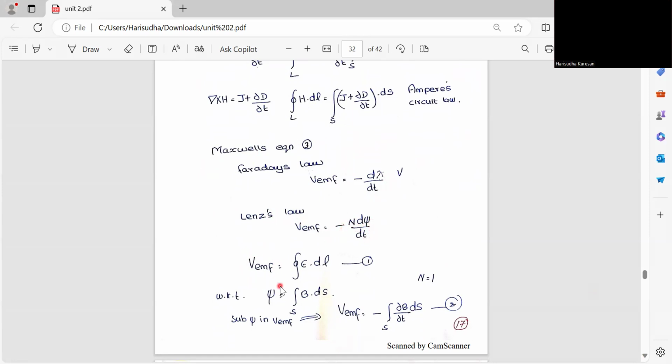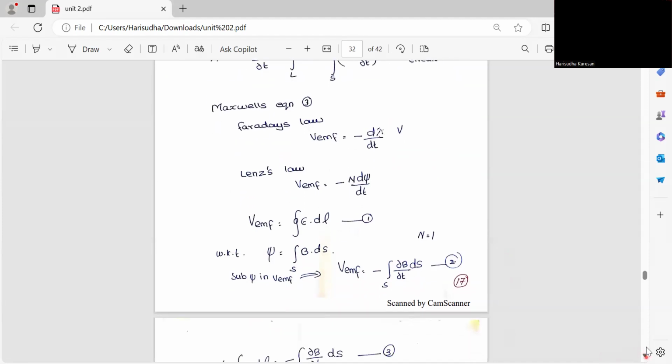Therefore, the induced EMF can also be equated to the electric field intensity, that is, the line integral of E dot dl. We also know that psi is equal to the surface integral of B dot ds. In the previous sessions, we have seen all these equations. Now substituting this psi value in the induced EMF, we get induced EMF equal to minus the surface integral of dou B by dou t dot ds, considering the number of turns of wire n equal to 1.